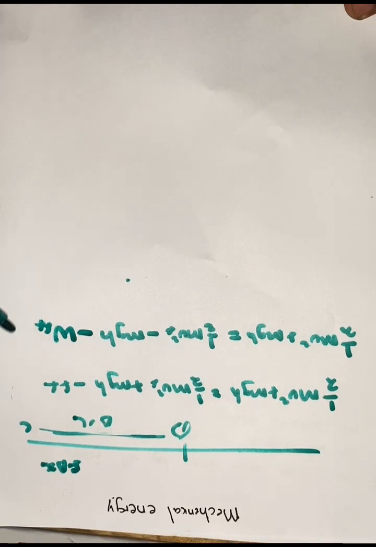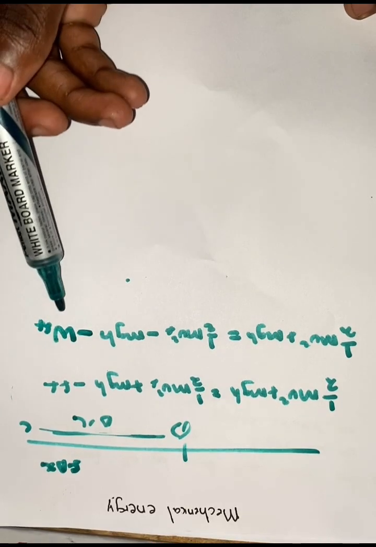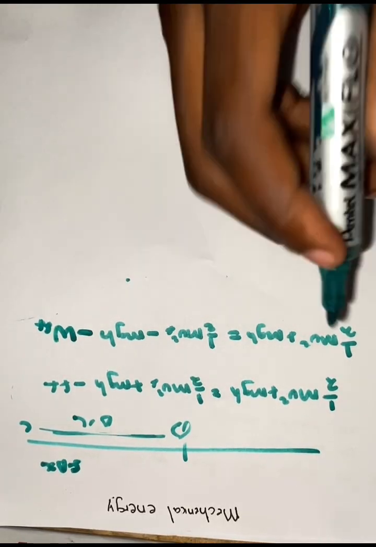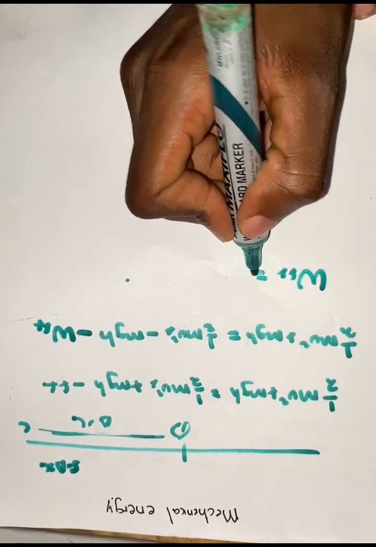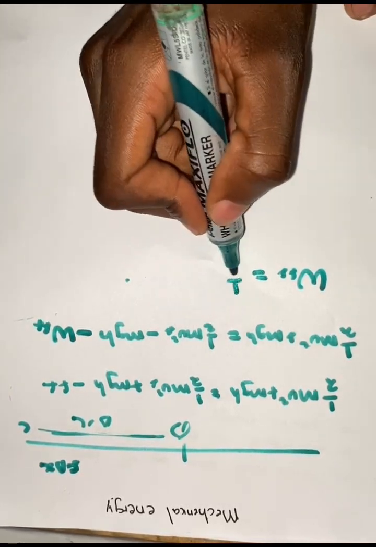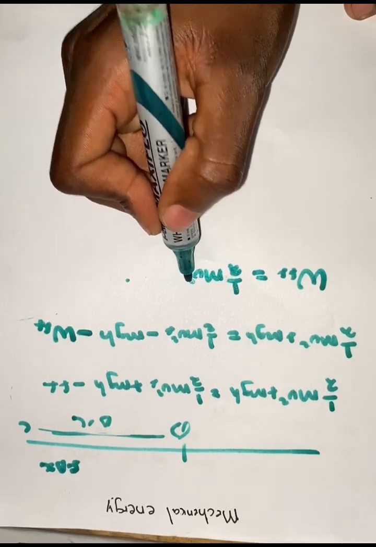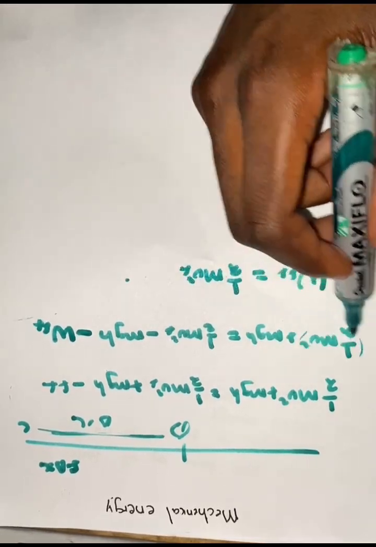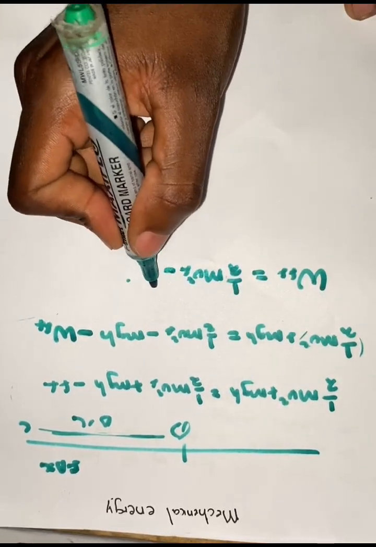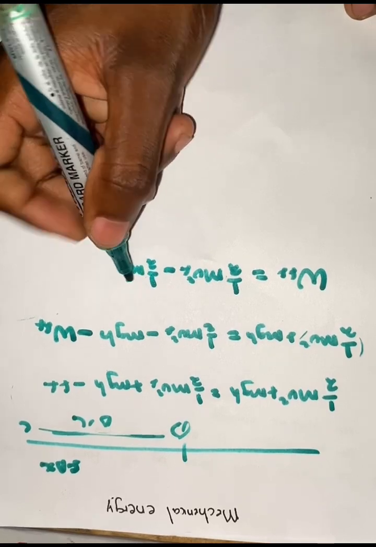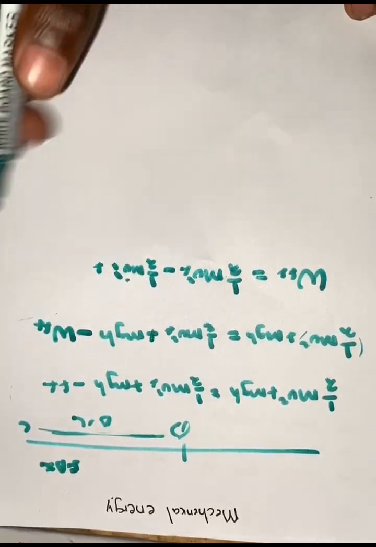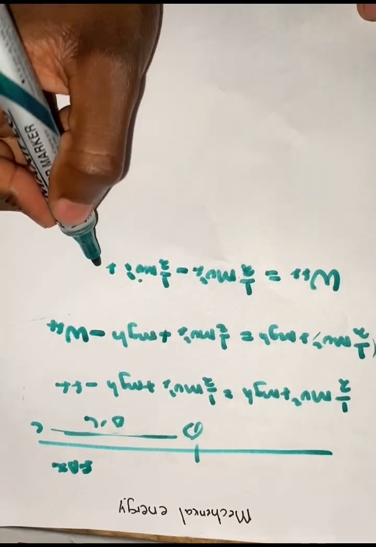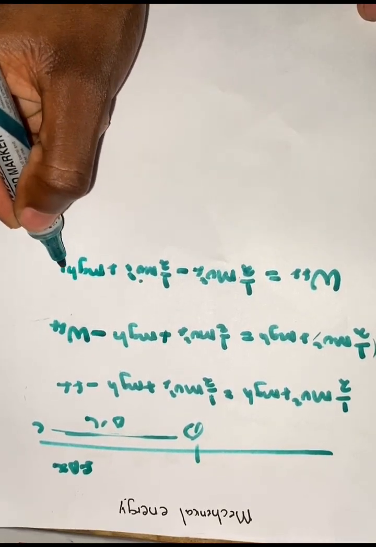Let me play with the formula. Let me make friction force the subject of the formula. I take friction force to the other side and it becomes positive. The work done by friction force is equal to 1 over 2 mv squared final, minus 1 over 2 mv squared initial, plus mgh final.